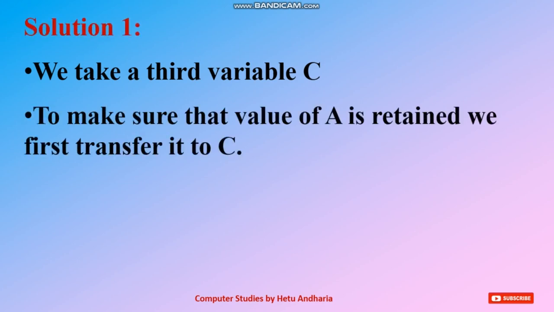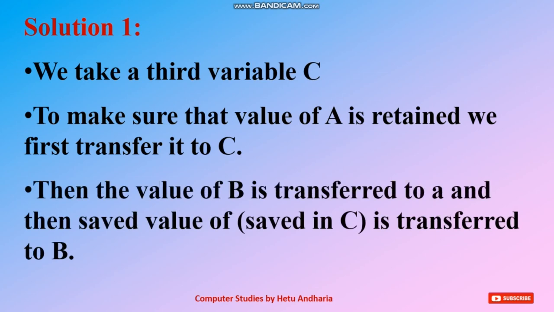Okay, then what do we do? To make sure that the value of A is retained, we first transfer it to C. Whatever is lying in A, we transfer it to C. Then the value of B is transferred to A, and then the value that is saved in C is transferred back to B. You will not be able to understand it this way. I will solve it with the flowchart and explain it to you.